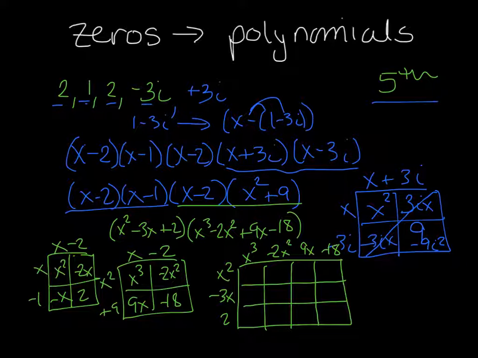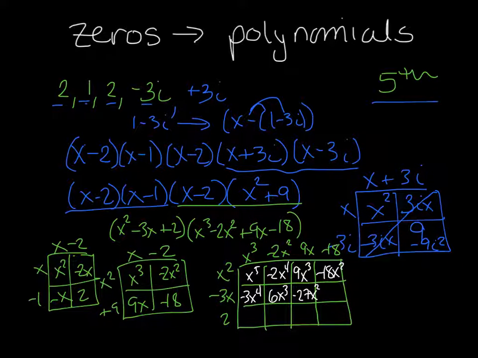Go ahead and switch colors. Let's go to white here. So what do we got? x to the 5th. We've got minus 2x to the 4th. We've got 9x cubed and minus 18x squared. And we got minus 3x to the 4th, 6x cubed, negative 27x squared. I didn't give myself much room. You might want to give yourself more room.